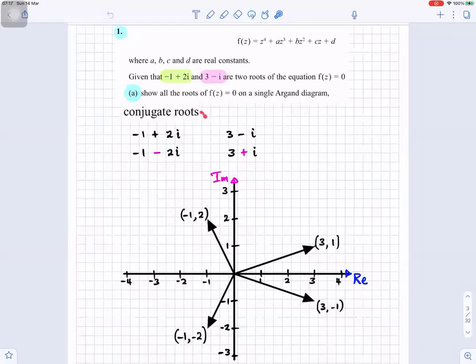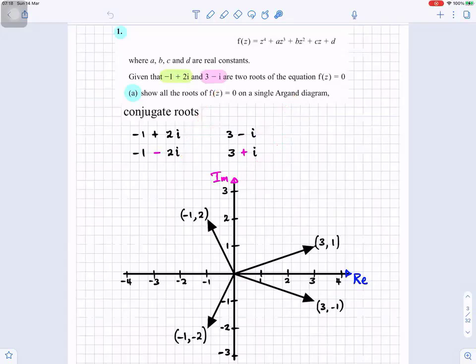So for the conjugate roots, if one of them is -1 + 2i, the other one will be -1 - 2i. Remember, we put the minus there. You change that plus to a minus, so it becomes -1 - 2i. That gives you the next root. If one of the roots is 3 - i, which is given in the question, the next one will be 3 + i. You change that minus to plus, so you get the other root. And it is the 4 roots: 1, 2, 3, 4.